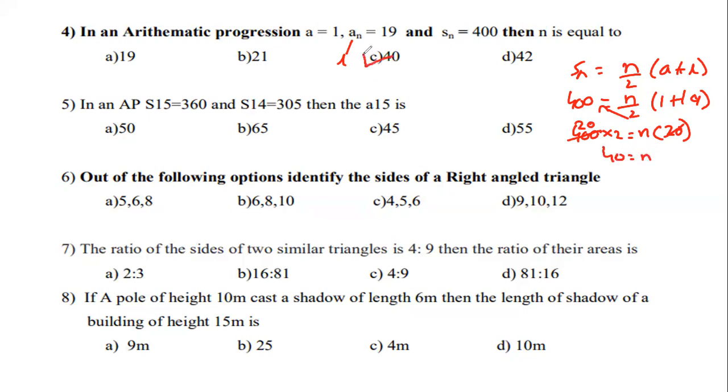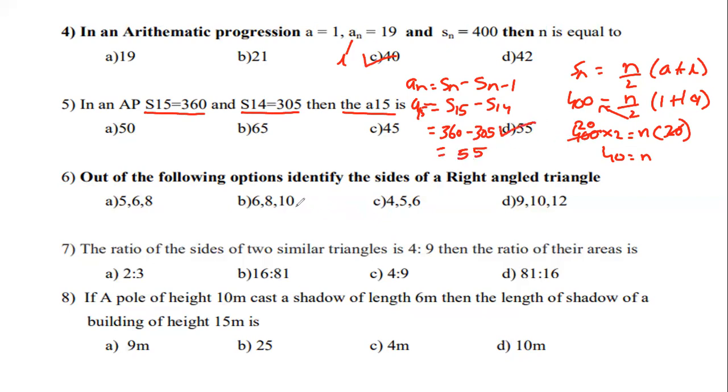Which option is right? Option C is correct. Next, S15 is 360, S14 is 305, then a15 is dash. We know the formula an is equal to Sn minus S(n minus 1). You need to find a15. a15 is equal to S15 minus S14. S15 is 360 minus S14 is 305, which equals 55. Which option is right? Option D is correct.